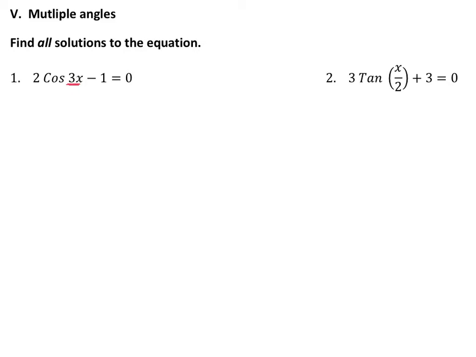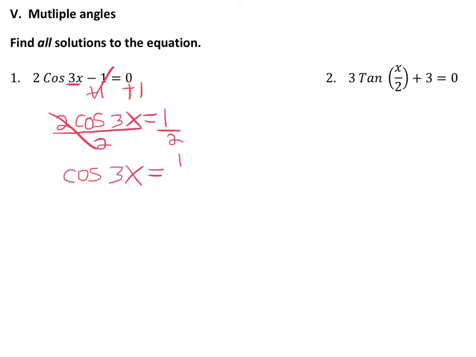And I'm going to solve this kind of treating it like there is no 3 in front of the x. I'm going to isolate cosine by itself, or really in this case cosine of 3x by itself. So you're going to add 1 to each side and then divide by 2. Like you would have 2 cosine of 3x equals positive 1. Then divide by 2.